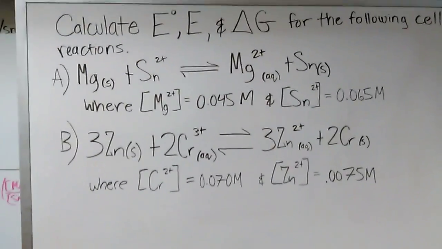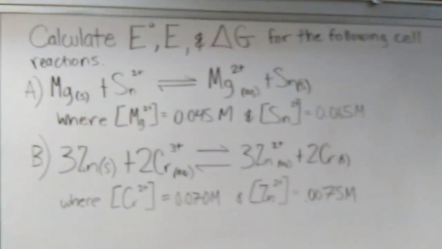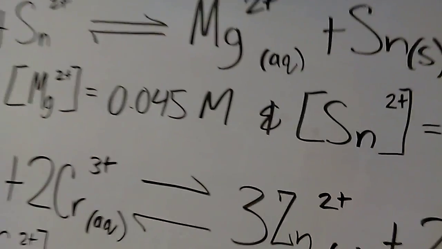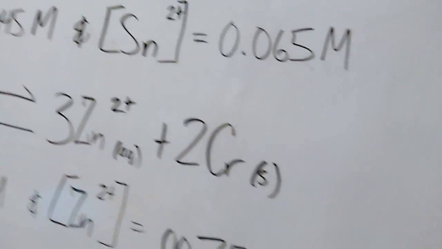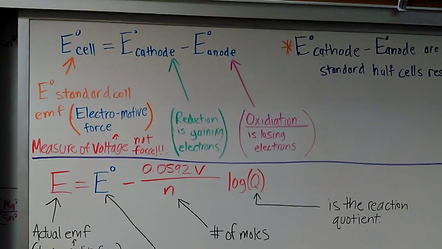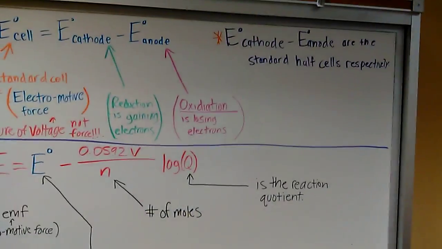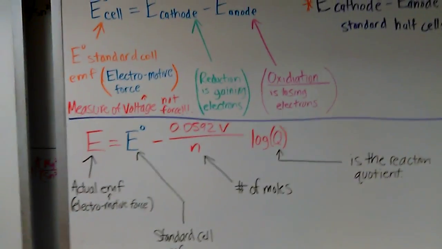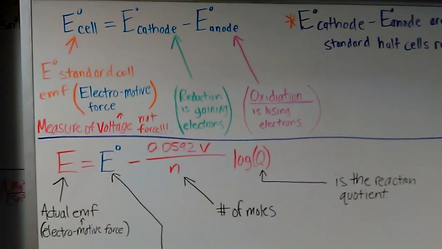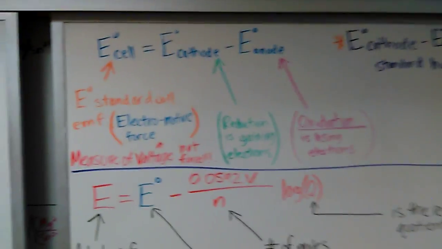Now the first thing we're going to have to do is really understand what we're looking for. So it asks us to calculate all of the above here. I just made a quick layout for you guys. It asks us for E standard cell, our actual E, and also free energy, Gibbs free energy. So we're going to start off with our E standard cell EMF.